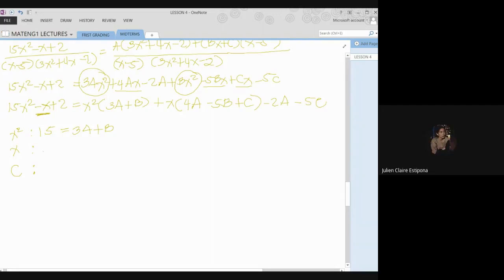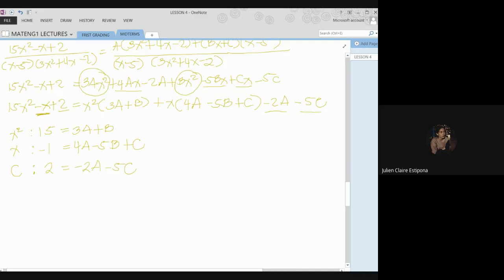Negative 1, correct. That's correct. Thank you for answering. That is negative 1 is equal to, how about here? The coefficient of your x at the right side, that is 4a minus 5b plus c. Okay, thank you. So for the constant, at the left side, of course, the constant is already 2. We just copy that one and then equal to. At the right side, the constants there are negative 2a and negative 5c. So we just copy 2 equals negative 2a minus 5c.